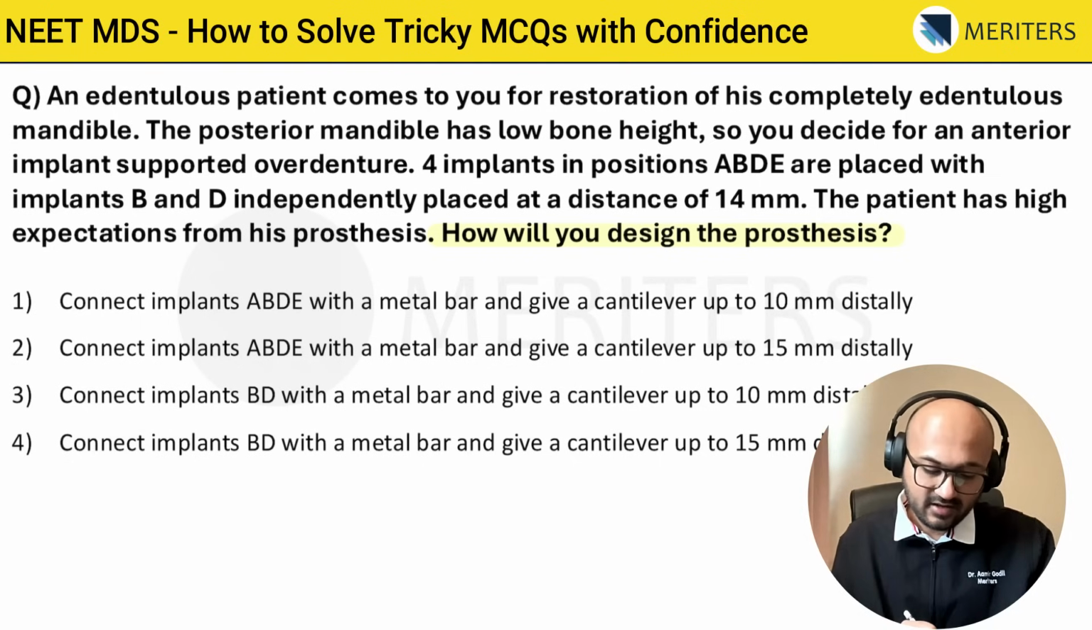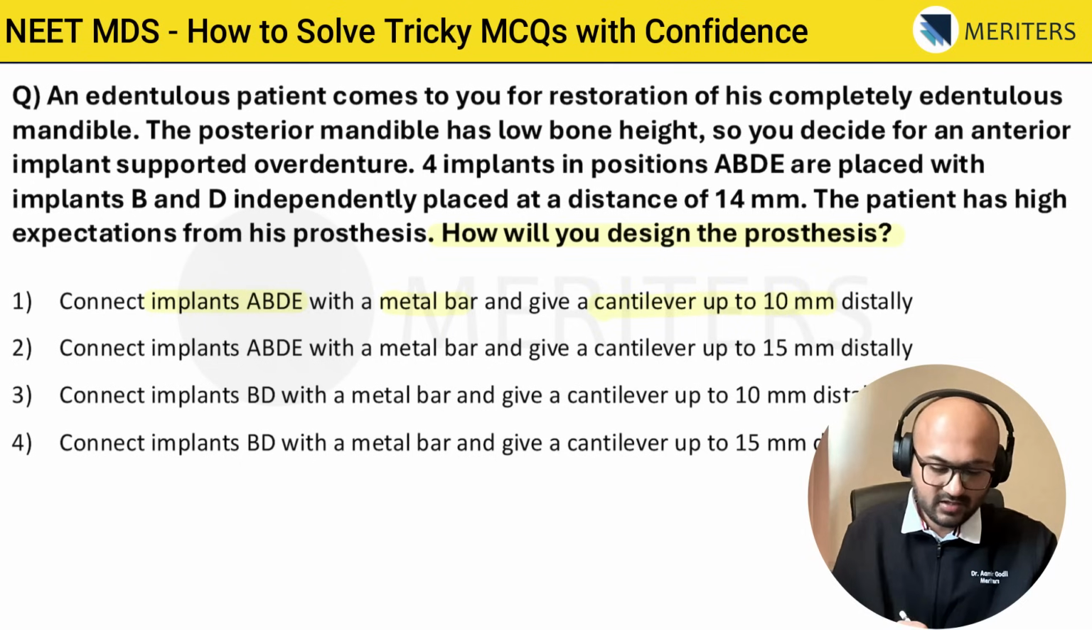It says connect implants A, B, D, E with a metal bar and a cantilever of this much. Implants A, B, D, E and a cantilever of this much. Metal bar here. Implants B, D with a metal bar and a cantilever. Again, implants in the position and then cantilever.